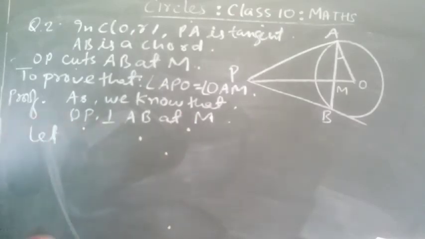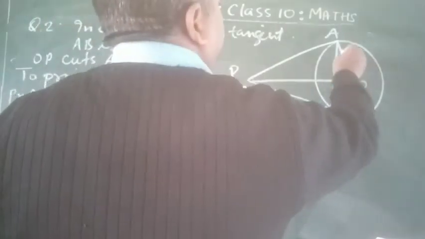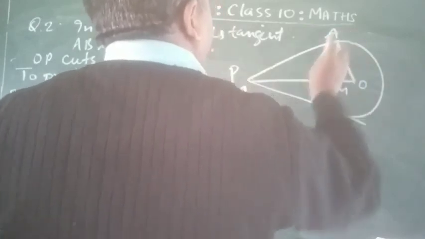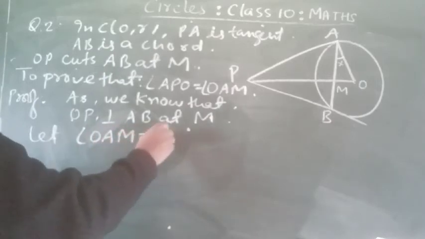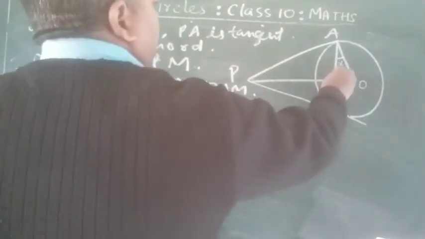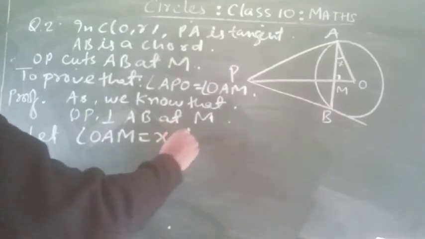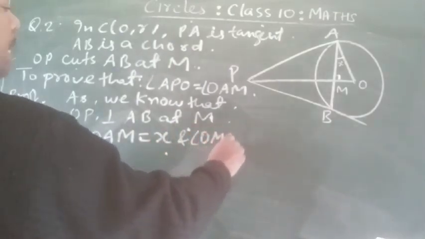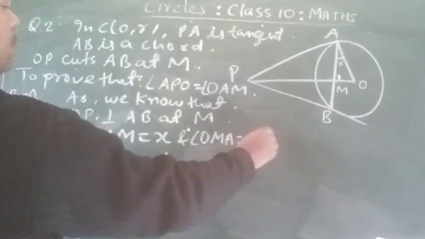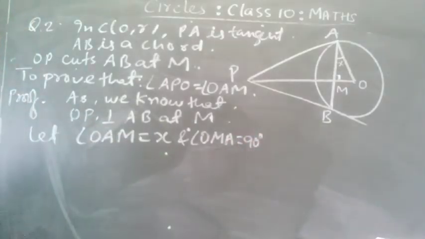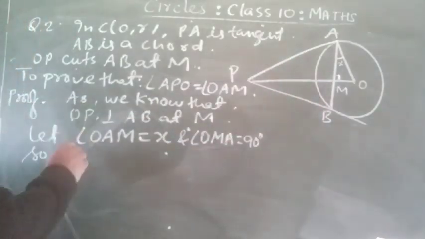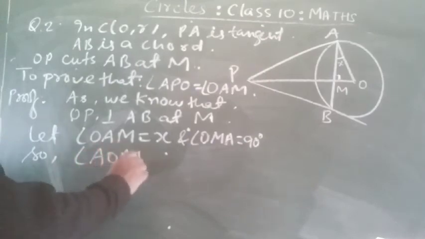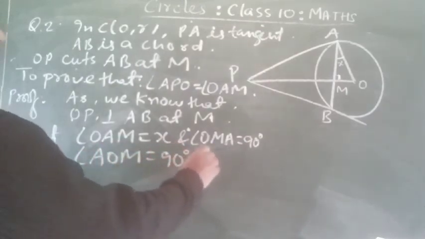Let angle OAM equal to angle x. Angle OAM equal to angle x. And angle OMA equal to 90 degrees. So angle AOM equal to 90 degrees minus x.